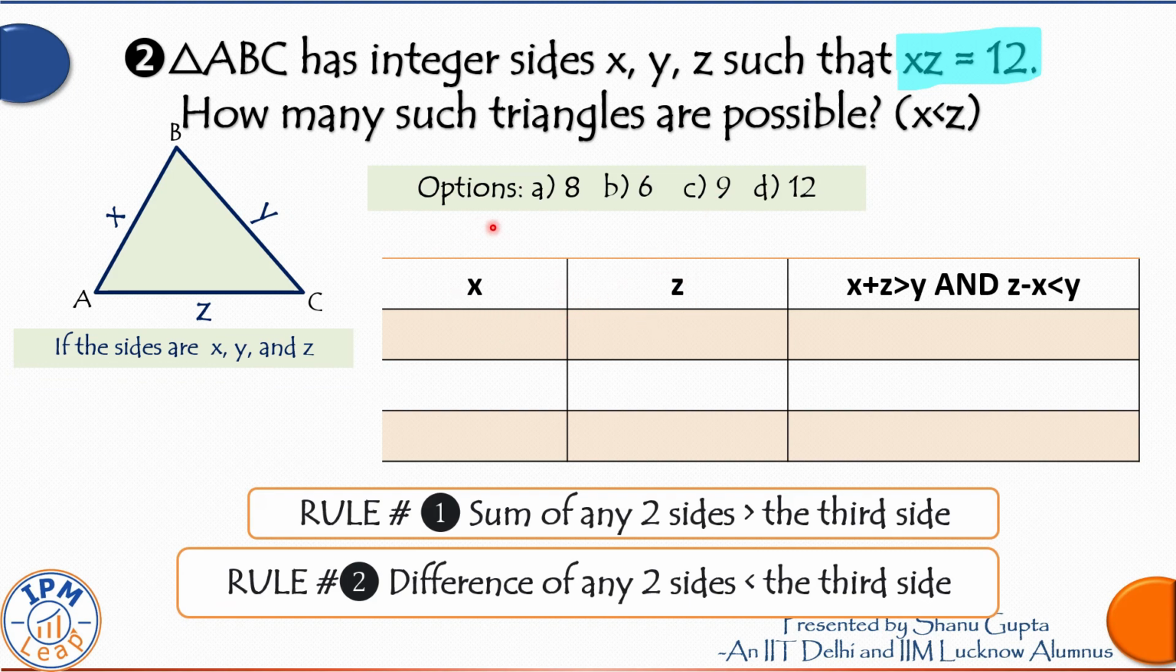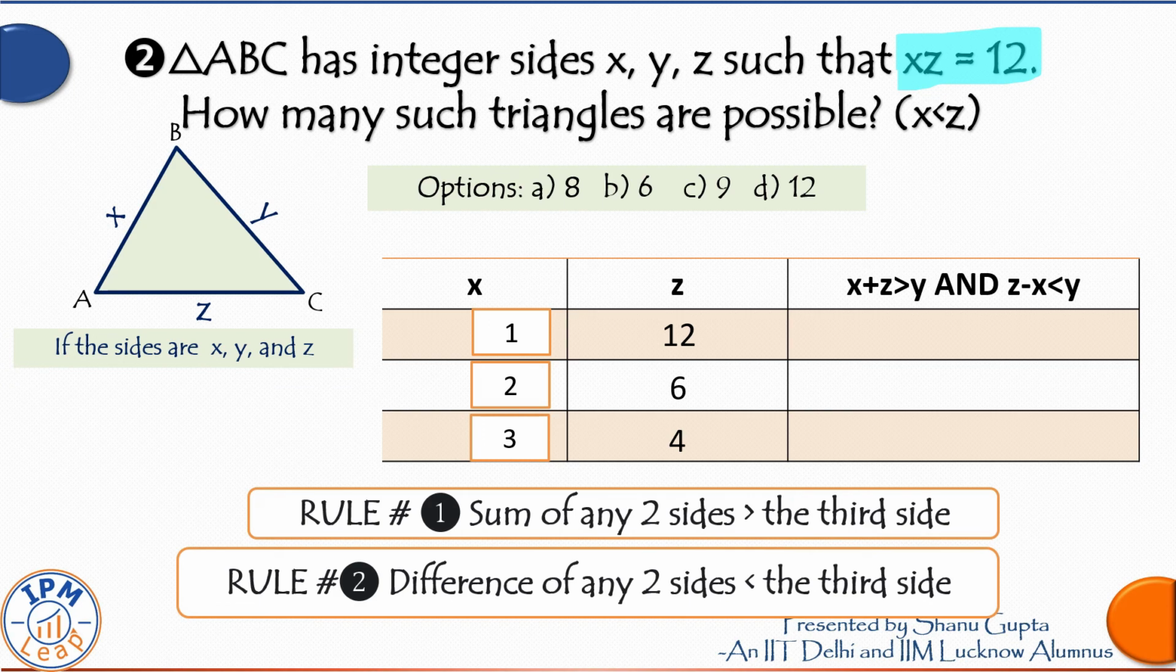So let's draw down the list. X and z are integers. So starting with the smallest value of x is equal to 1, z has to be 12. Next, x can take value 2 and z has to be 6 in this case. And lastly, x can be equal to 3 and z is 4 in that case. To list down values of our third side y, we can use our two rules. Rule number 1 is, the sum of any two sides of a triangle is greater than the third side.